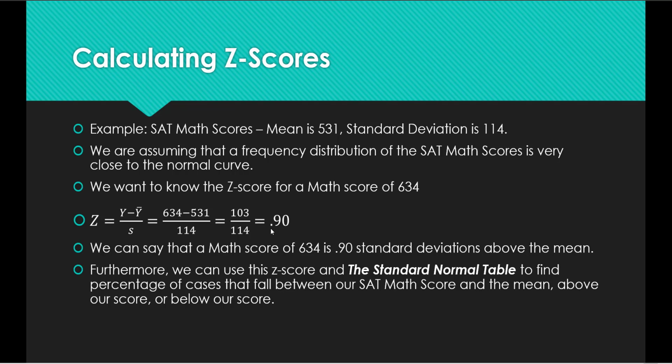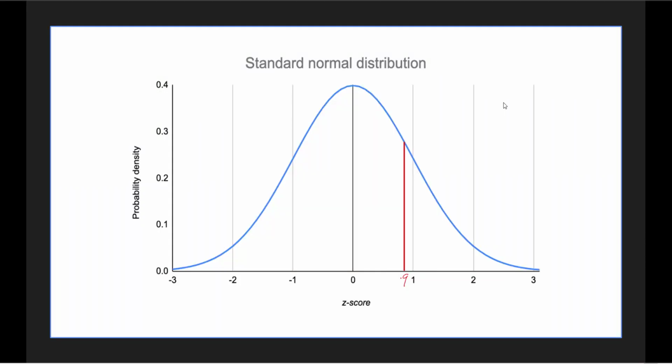Furthermore, we can use this z-score and the standard normal table, which I'll show you in a moment, to find the percentage of cases that fall between our SAT math score and the mean, above our score, as well as below our score. So this is where our 0.9 would fall in our normal distribution. If we wanted to look at the percent of cases that fall between our z-score of 0.9 and our mean, we would get 0.316 or 31.6% of cases. So 31.6% of cases fall between our standard score, 0.9, and the mean. Next, we can see that we have 0.184 or 18.4% of cases that fall above our score. So about 18.4% of cases are going to be above ours in the distribution.